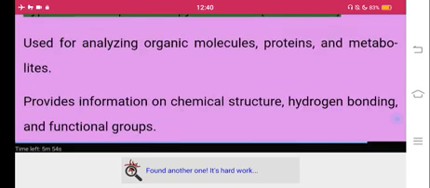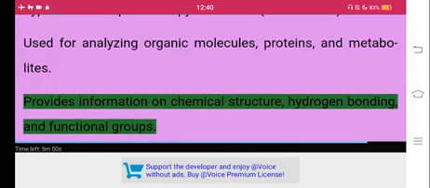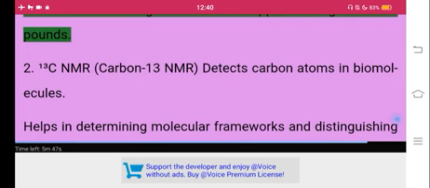Types of NMR spectroscopy: 1. 1H NMR, proton NMR. Used for analyzing organic molecules, proteins, and metabolites. Provides information on chemical structure, hydrogen bonding, and functional groups. Chemical shifts range from 0 to 10 ppm for organic compounds.